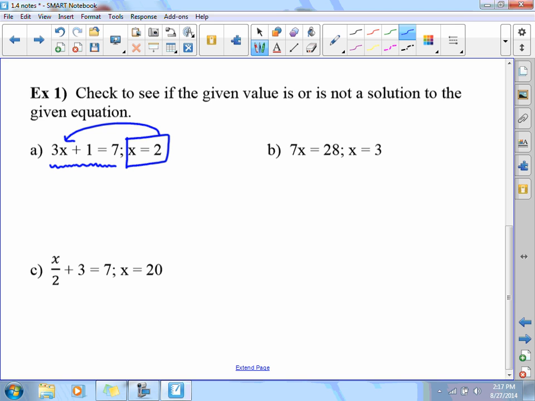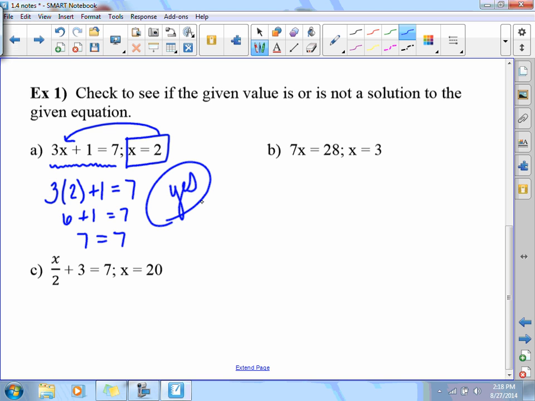So don't think that there's two equations or two equal signs, or don't let it overwhelm you. Okay? All you have to do is take that value and substitute it in and see if you get a true statement or not. So in this case, 3 times 2 plus 1 will equal 7. And then you're basically going to simplify this stuff on the left side. So you're going to do order of operations. You're going to multiply. 3 times 2 is 6 plus 1. And 6 plus 1 is 7. And 7 is indeed equal to 7. So yes, that value is a solution to that equation.